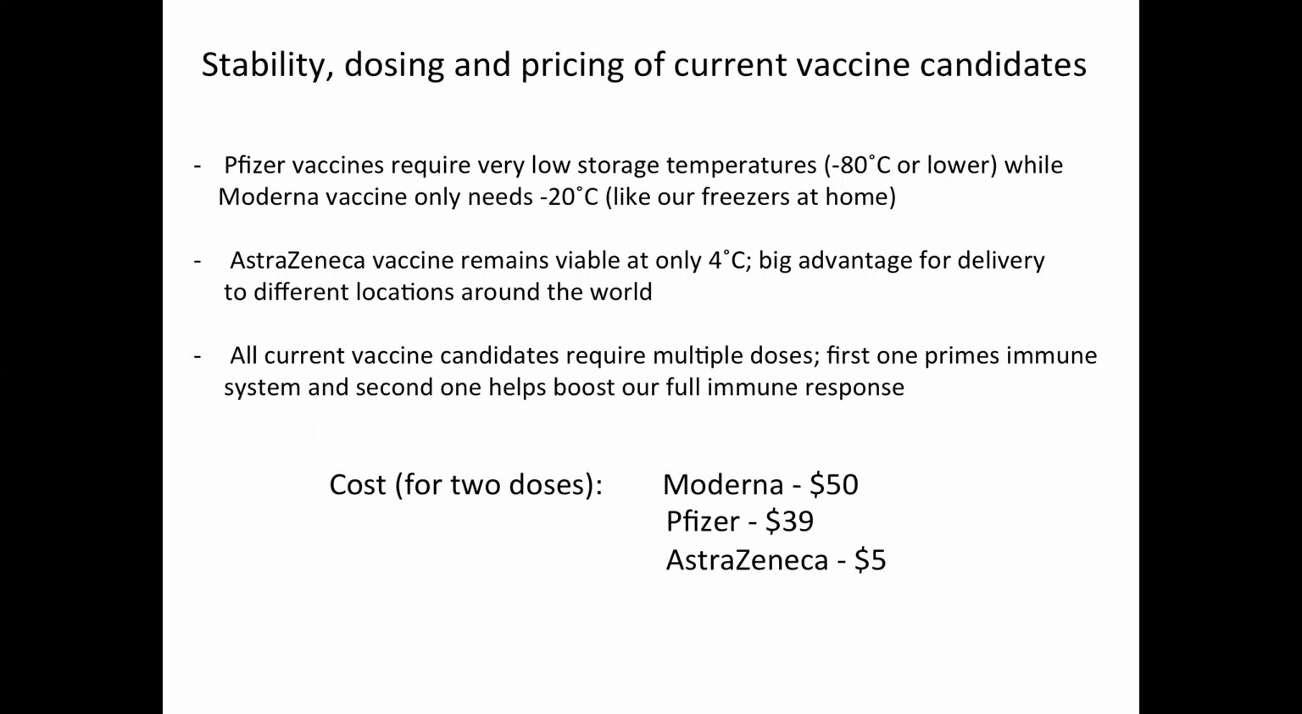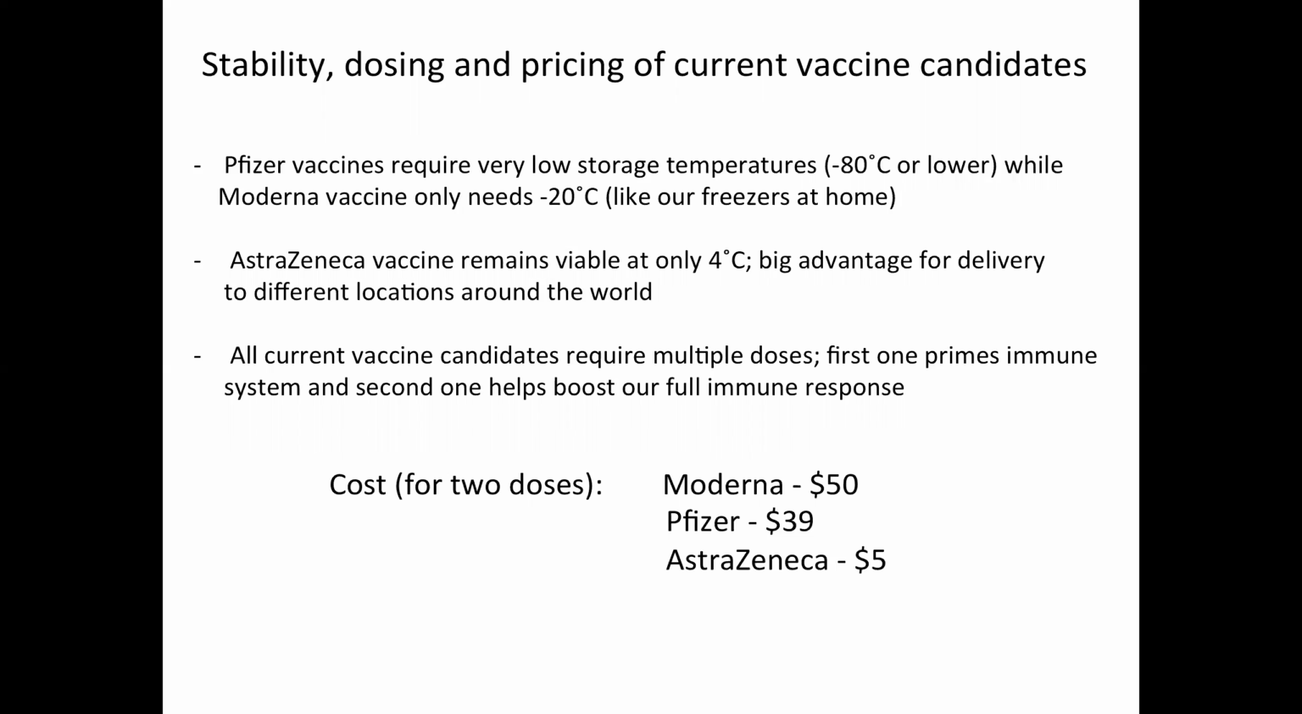A little bit more about stability and dosing. So the Pfizer vaccine requires very low storage temperatures, that's below minus 80 degrees Celsius, while the Moderna vaccine only needs minus 20 degrees Celsius, like the freezers we have at home. This is really due to the fact that they have a different composition to their lipid nanoparticle, and Moderna's composition makes the mRNA more stable at that temperature of minus 20. The AstraZeneca vaccine remains viable and effective at only 4 degrees, so refrigeration.